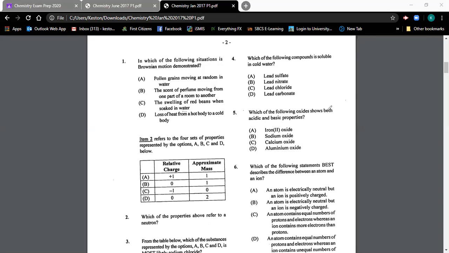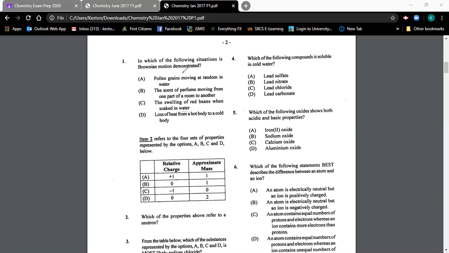5. Which of the following oxides show both acidic and basic properties? We saw this one already, and I was telling you about that. It's called an amphoteric oxide. You remember? What is it? Aluminum oxide. And that's an amphoteric oxide.